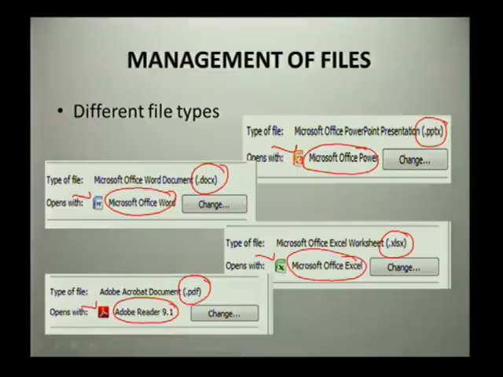Now, this is one way of being able to identify these file types. If you want to identify the file types, you right click on your item or the document, and then you go to properties, and then it will allow you to view what I'm viewing on my screen here.